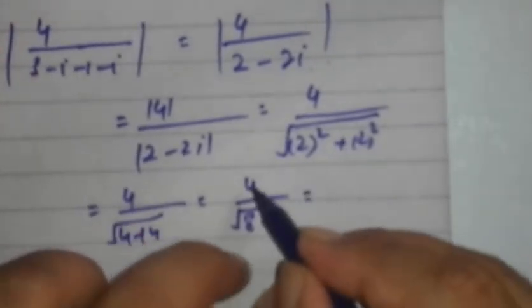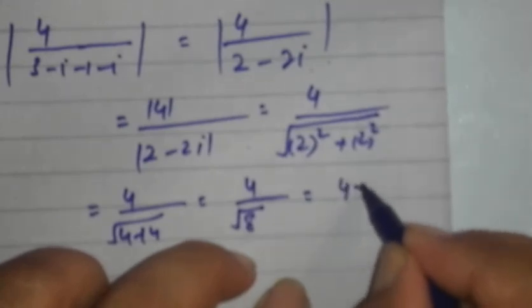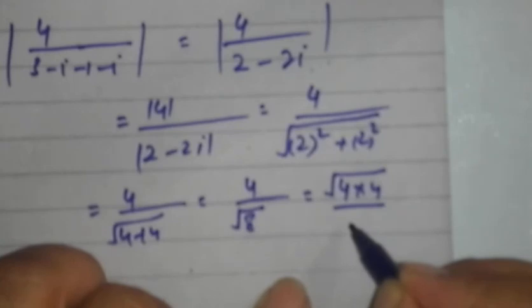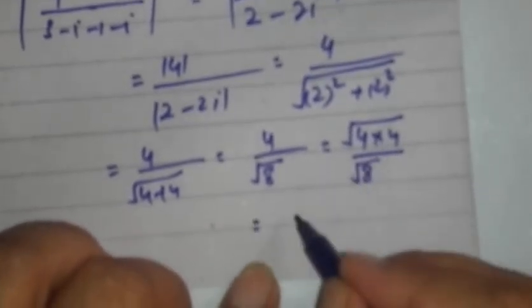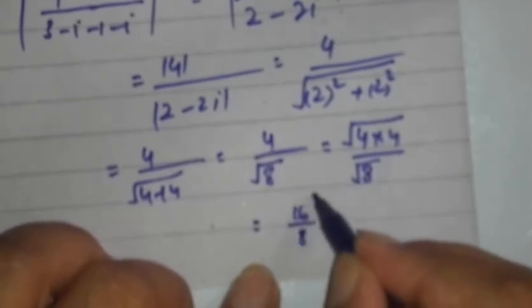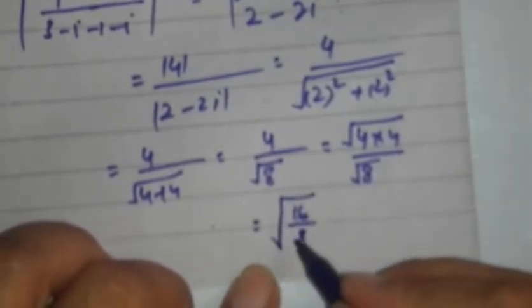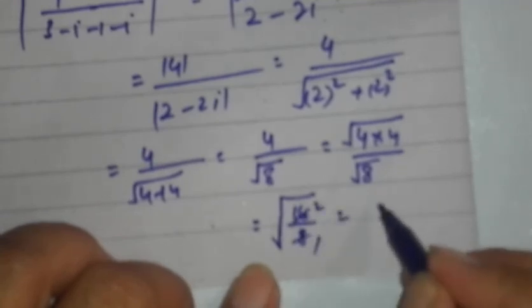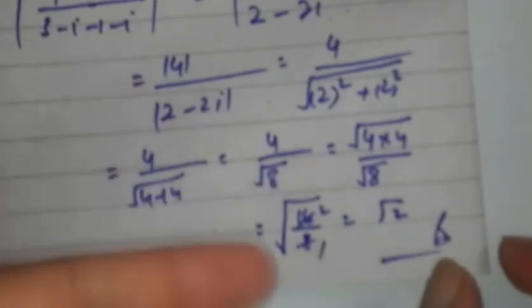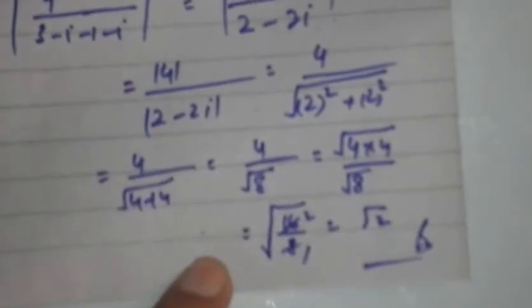Now look, this 4 can be written as the square root of 4 into 4, and here the square root of 8. Now 4 4s are 16, and over 8 hold this in a single square root. 8 1s are 8, 8 2s are 16, so it is the square root of 2. This is a simple method, so I did it by this method.